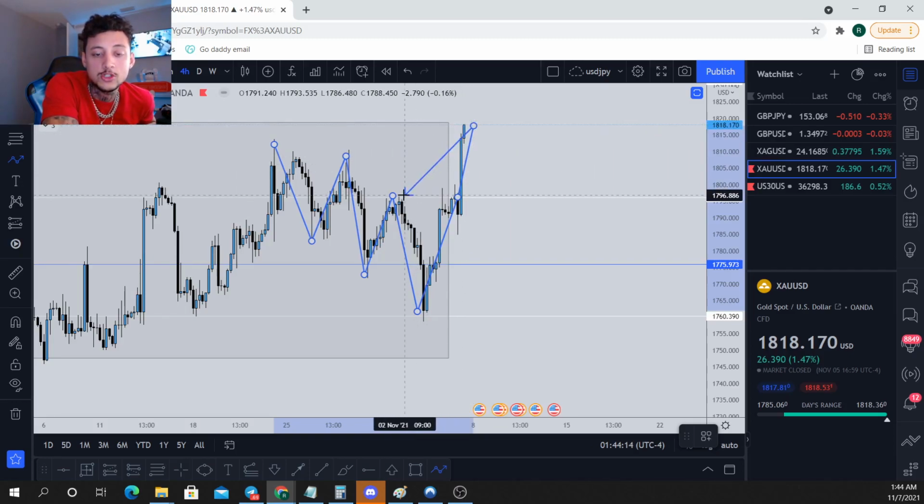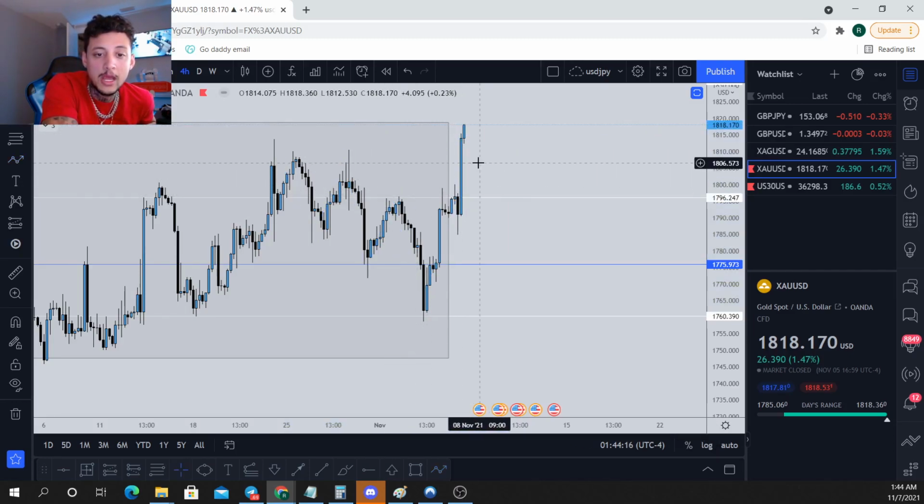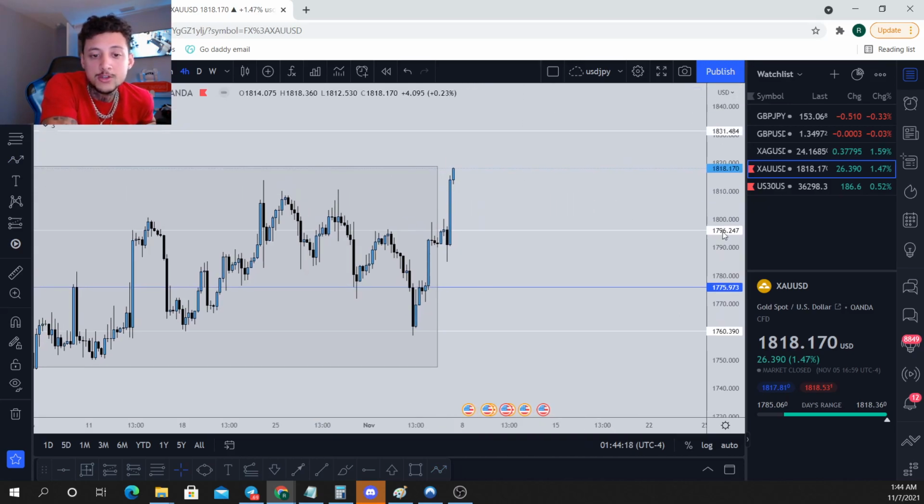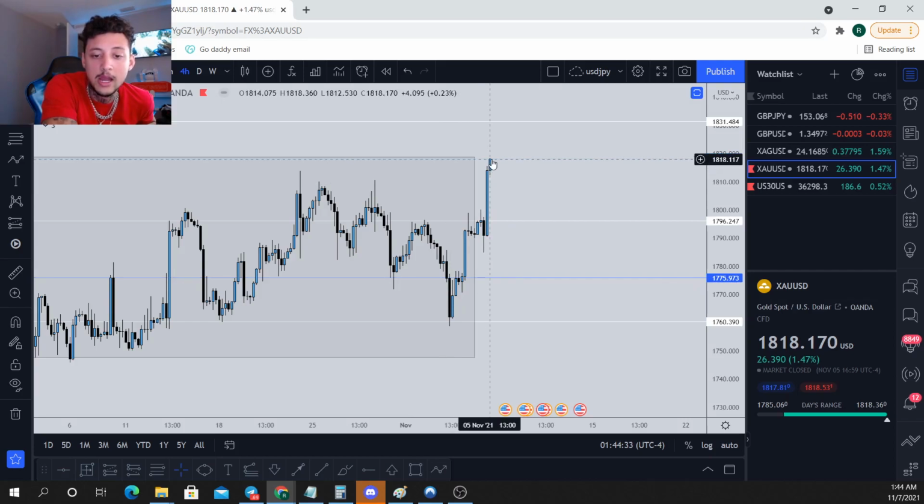So now we've broken structure on this 4-hour time frame, and we know the daily is going to continue. So in a situation like this, you just want to wait for price to pull back to a previous level of resistance, being here in this case, 1800 let's call it, for you to look to buy again. And we're only going to look to buy. Why? Because price is making a higher high.